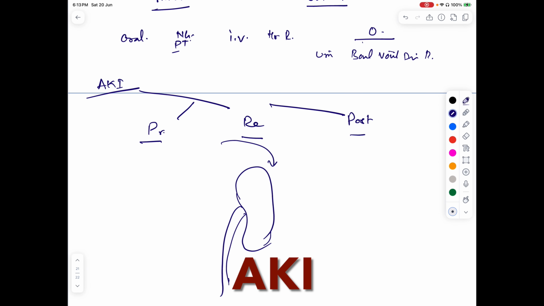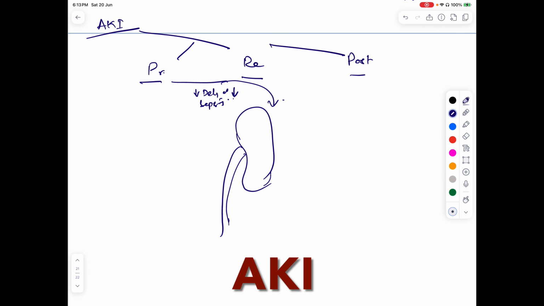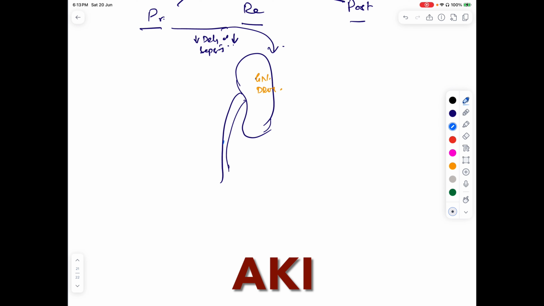So pre means before. Anything which causes low supply of the blood to the kidneys, it can be dehydration or sepsis. So that is shock. Renal means it has to be pathology inside the kidneys, glomerulonephritis or any drugs damaging the kidney. And post-renal, it has to be stone or in the bladder, prostate or something like that.